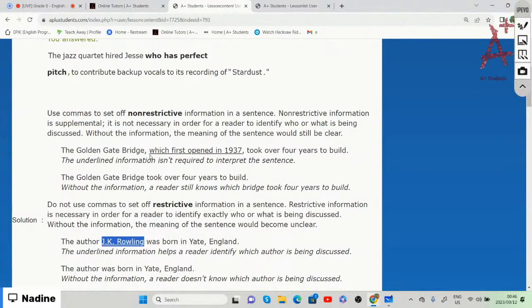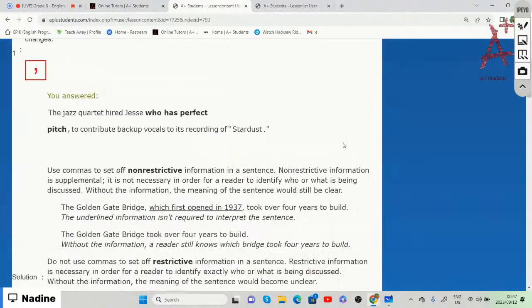Whereas with non-restrictive elements, we use commas to set off non-restrictive information within sentences. Non-restrictive information is only supplemental, and it is not necessary in order for readers to identify who or what is being discussed, right? So without the added information, the meaning of the sentence would still be clear. With non-restrictive elements, there's always additional information, but without it, the meaning of the sentence would still be clear.